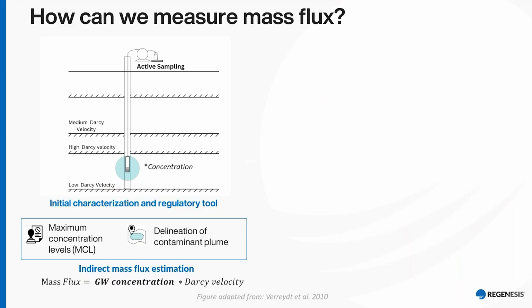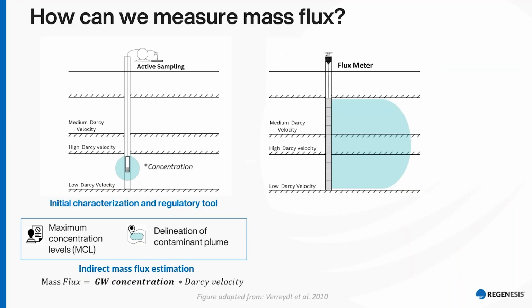How do we, at Regenesis, prefer to obtain mass flux data, high resolution mass flux data? This is through flux meters. And these flux meters are deployed over the entire screen section. They are deployed and left over a given period of time. Therefore, it's a passive measurement. Over this period of time, there are two processes occurring. First, the contaminant is sorbed. The incoming mass flux goes through the media and is sorbed to the media.